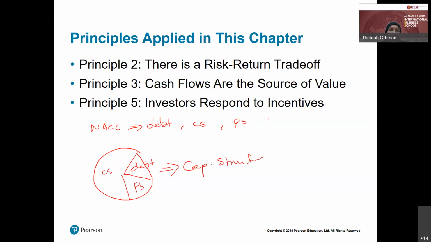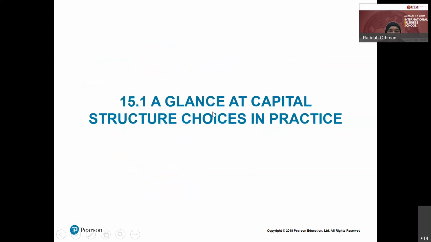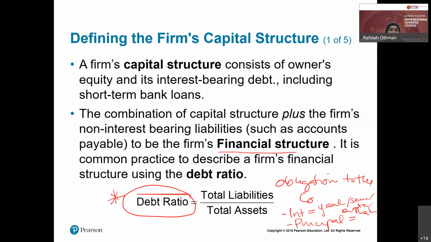Now the debate is: what should the components be to reach the optimal capital structure? So we are looking at the optimal capital structure, and at the capital structure of the company. One important element in the capital structure of the company is the debt ratio.